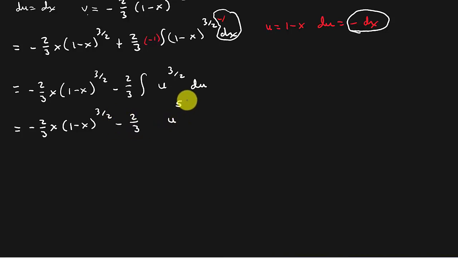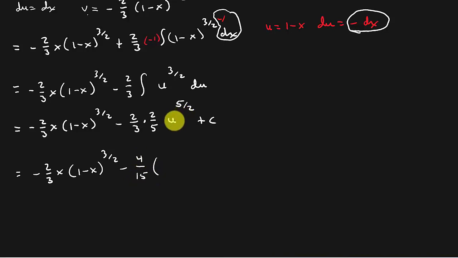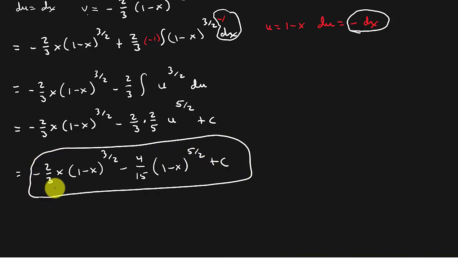that's going to be u to the 5/2, add 1, multiply by the reciprocal of your new exponent, plus c. And so this is -2/3 x times (1 minus x) to the 3/2, and that's going to be -4/15. And then back in the place of u, I'm going to put (1 minus x) to the 5/2 plus c. And there is your answer.